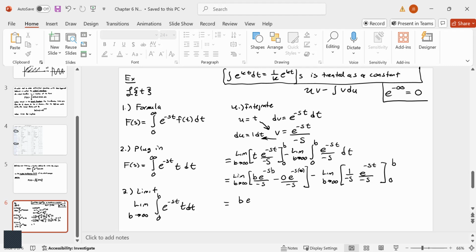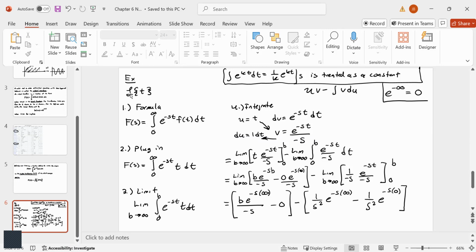So we get b e to the negative infinity. Sorry, not e to the negative infinity. S times infinity over negative s. And then we just get 0, because anything times 0 is 0. And then here, we're going to get 1 over s squared, e to the negative st, I guess b, but now we plugged in infinity, minus, now this is where a bunch of negative signs come into play, so we have double negative there, so 1 over negative s squared, negative s times 0, like that.